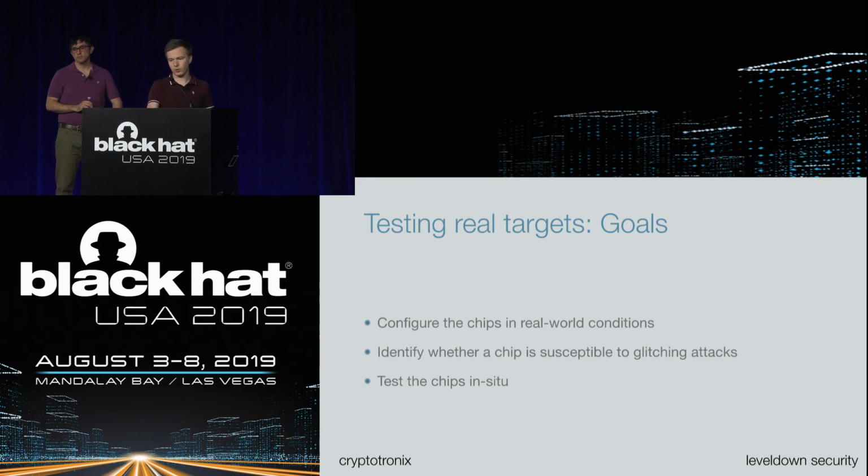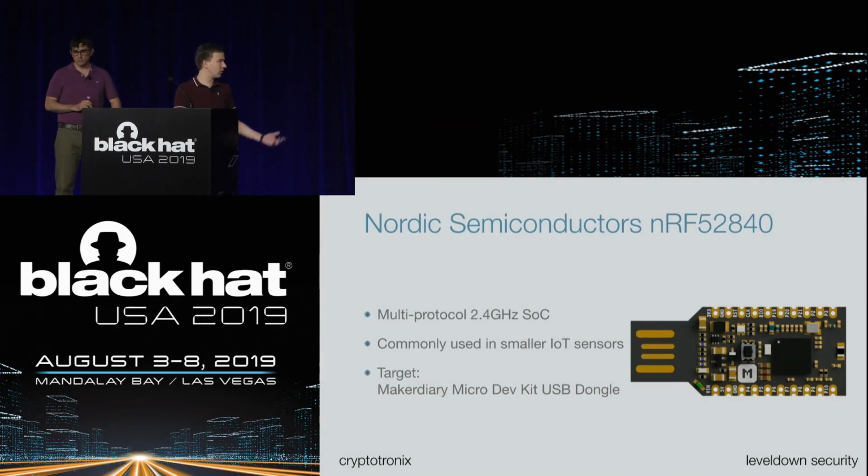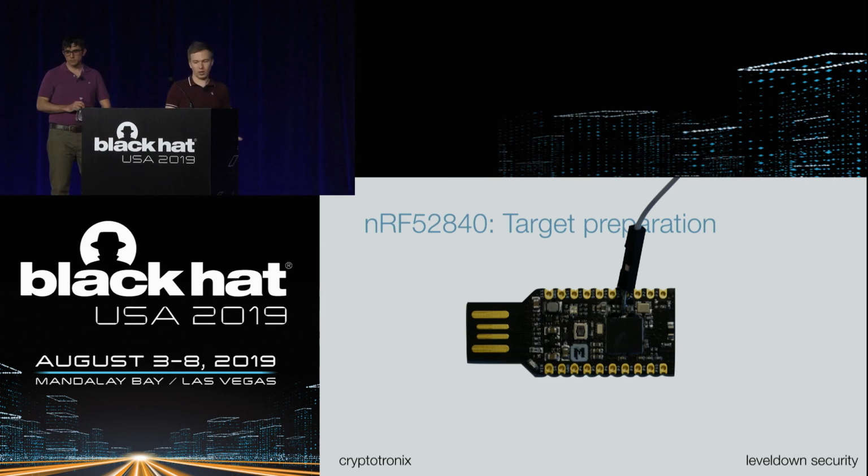So let's start with the Nordic nRF52840. For this one, we basically use the MakerDiary micro dev kit, which is pretty nice because you get everything breadboardable, and it's very commonly used in small IoT sensors. And in this case, as we've seen earlier, the target preparation that we need to do is really just remove a couple of capacitors. In this case, it's just these 6. Add a crude jumper wire, and now we're ready to glitch.